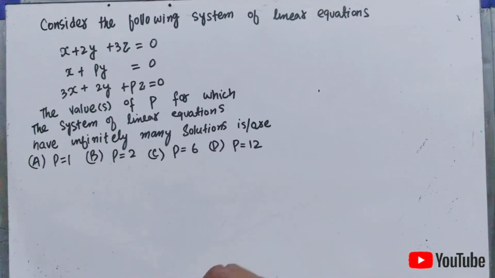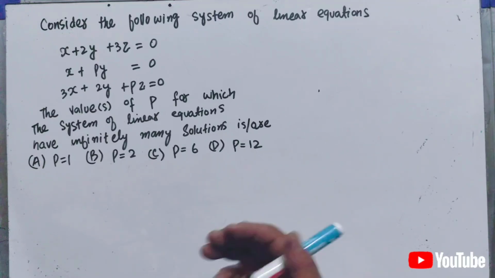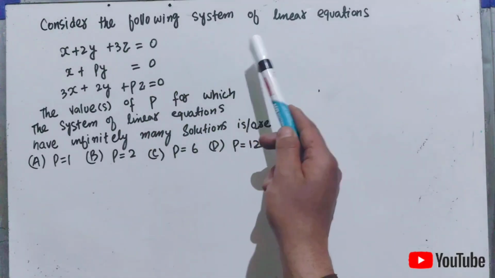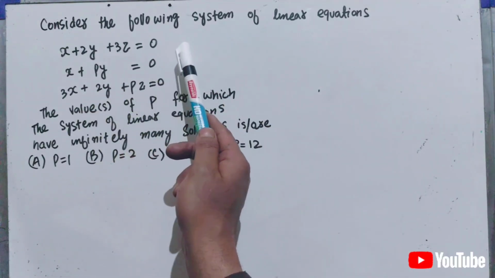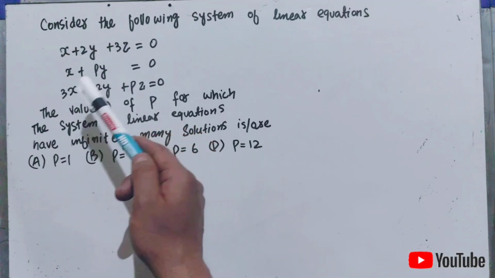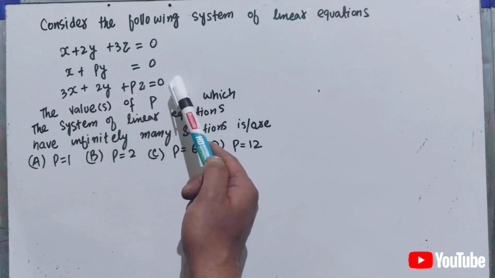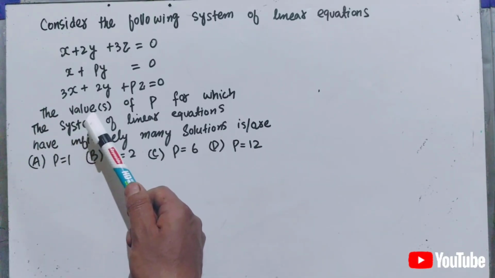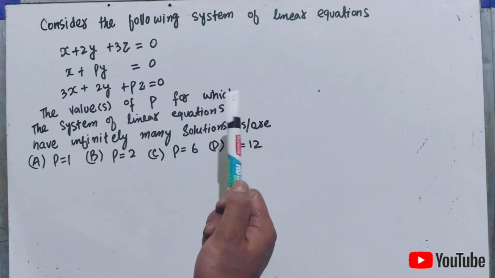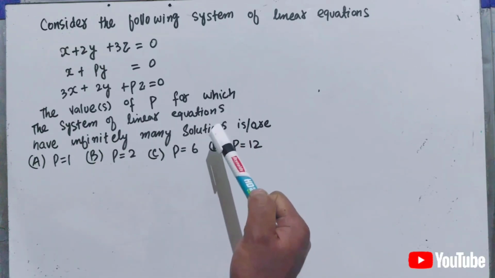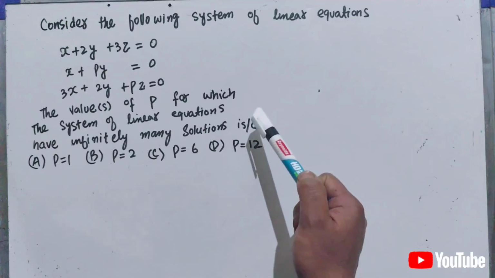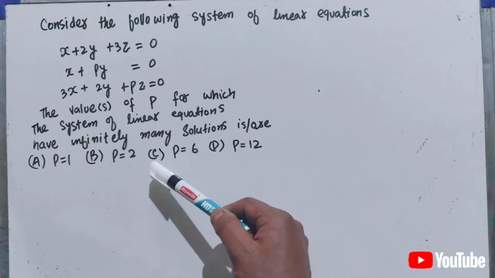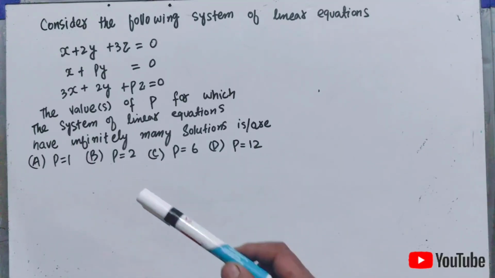This question is about how to find the value for which the given system of equations has infinitely many solutions. Consider the following system of linear equations: x plus 2y plus 3z is equal to 0, x plus py is equal to 0, and 3x plus 2y plus pz is equal to 0. We have a system of three linear equations. We need to find the value or values of p for which the system has infinitely many solutions. Options are given. We need to find the correct option or options. It is a multi-select question.